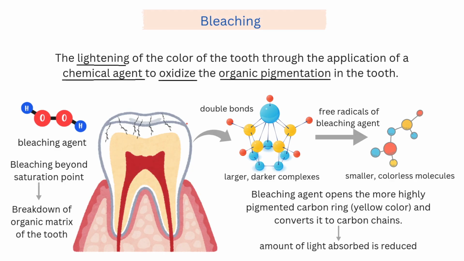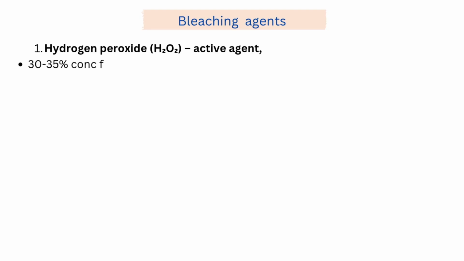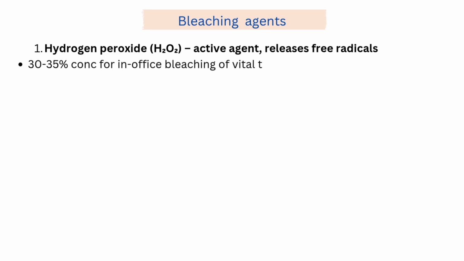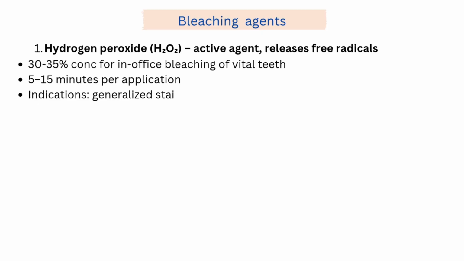porosities. Coming to bleaching agents, hydrogen peroxide is the most common bleaching agent. It is used at a 30 to 35% concentration as an in-office bleaching agent. It is activated by heat or light, for example plasma arc or diode laser, which releases free radicals. Hydrogen peroxide is applied in multiple sessions, 5 to 15 minutes per application, and it is usually indicated for generalized staining, severe fluorosis, or tetracycline discoloration.